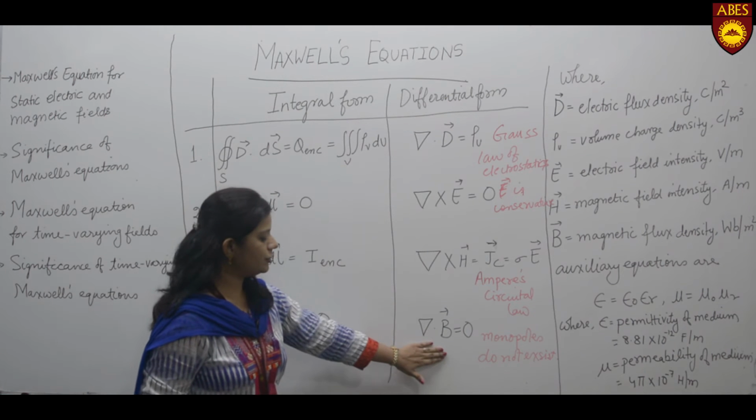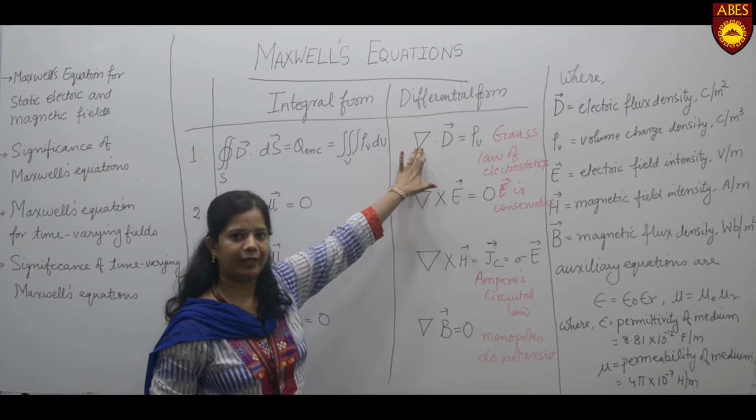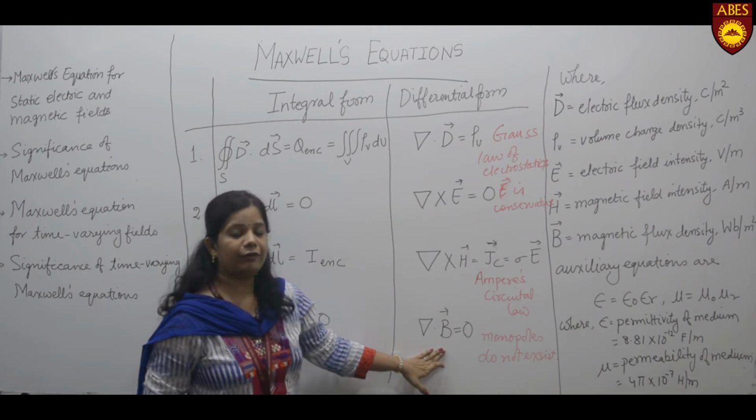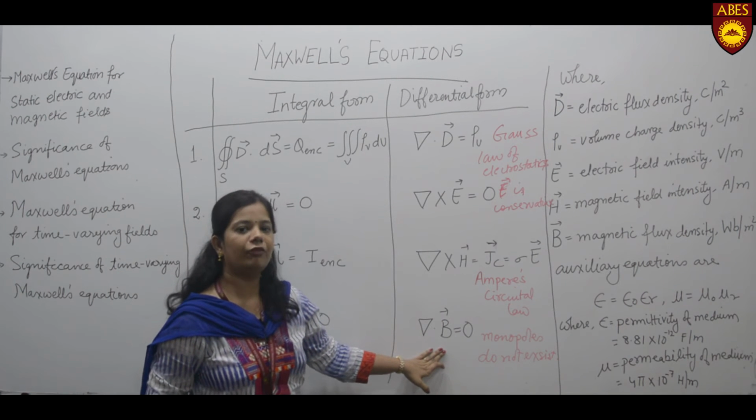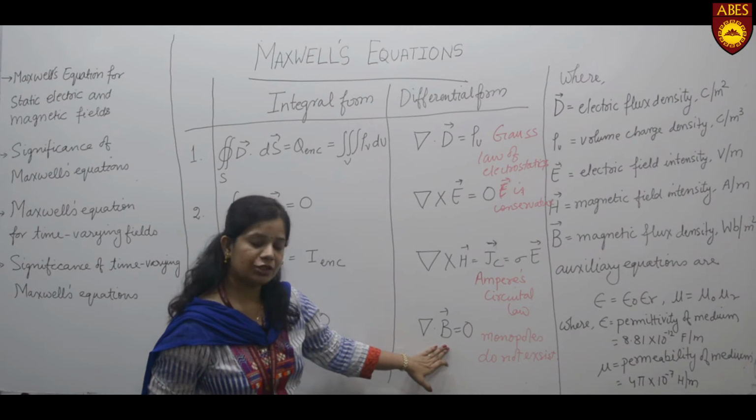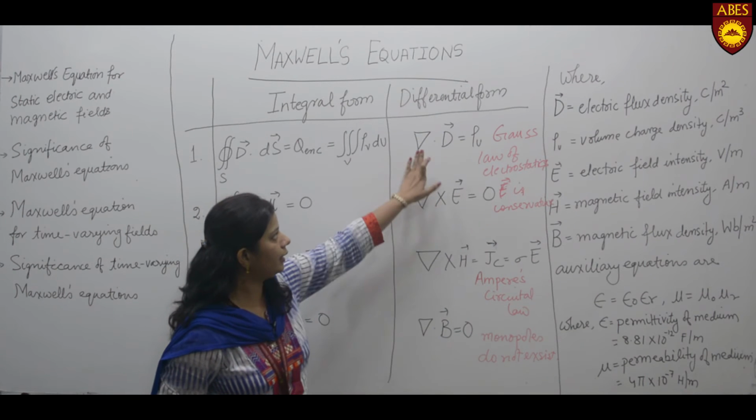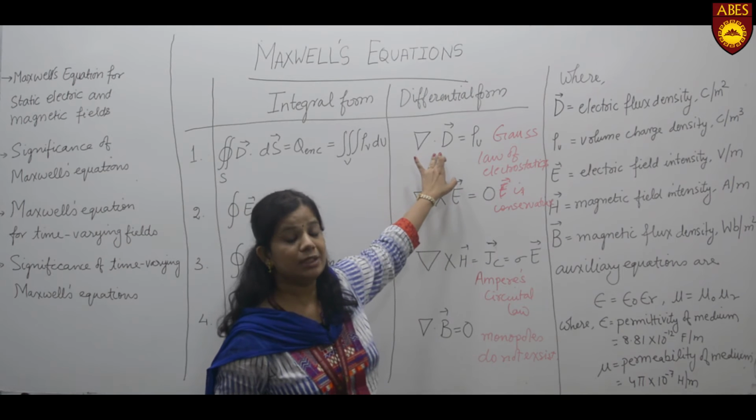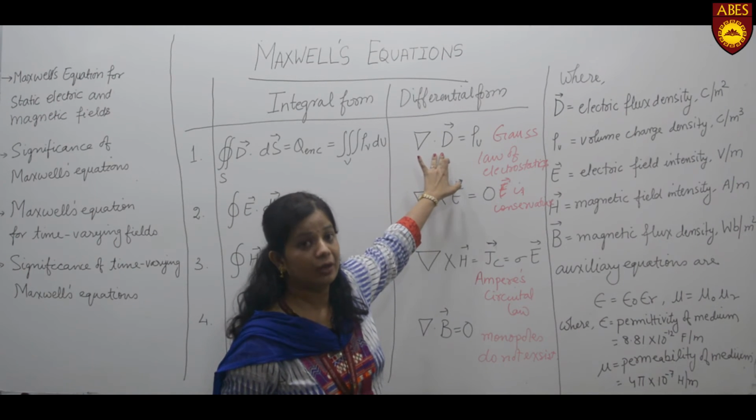Here the divergence of magnetic field is 0, and in the first equation the divergence of electric field is a non-zero quantity. It means divergence denotes the source or sink of any physical entity. Here the divergence is 0, that means the source and sink for magnetic flux is 0, and here the divergence of electric field is a non-zero quantity, which means the source or sink for the electric flux is non-zero.